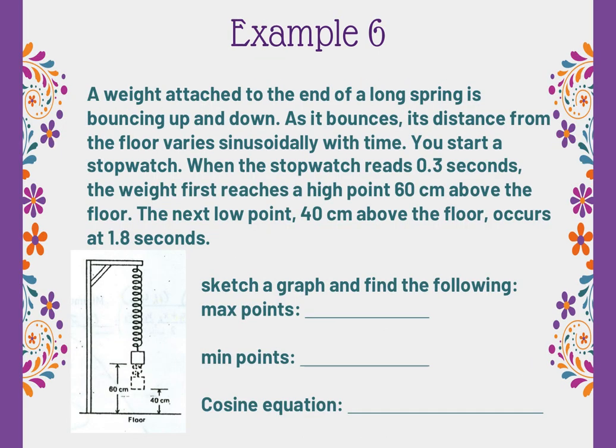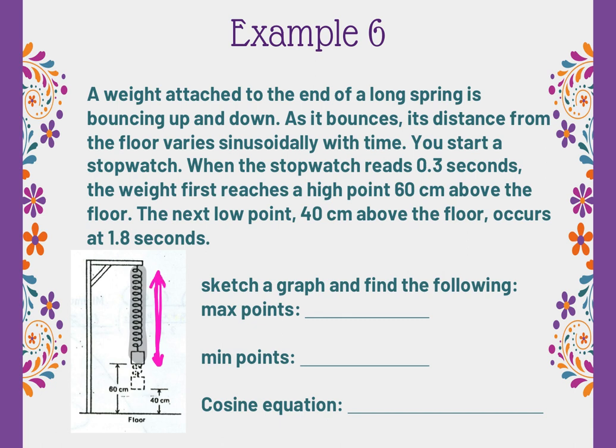All right, last example. Example 6 says a weight attached to the end of a long spring is bouncing up and down. As it bounces, the distance from the floor varies sinusoidally with time. You start a stopwatch. When the stopwatch reaches 3.3 seconds, the weight first reaches a high point 60 centimeters above the floor. The next low point, 40 centimeters above the floor, occurs at 1.8 seconds. So if you could picture this spring being pulled, so the object's being pulled down, and then it would bounce back up, and then it would come back down again, and it would bounce back up again.